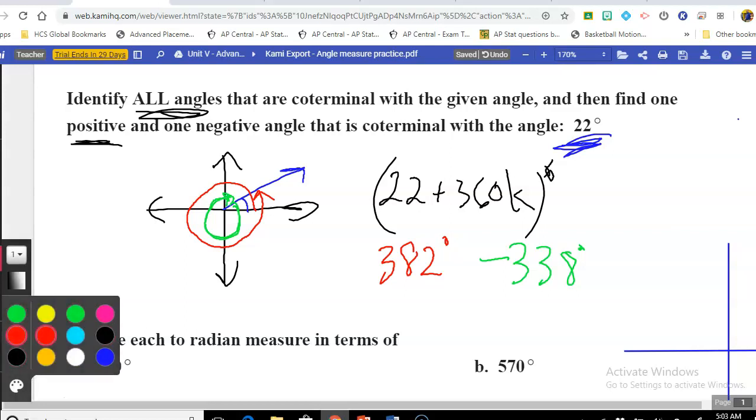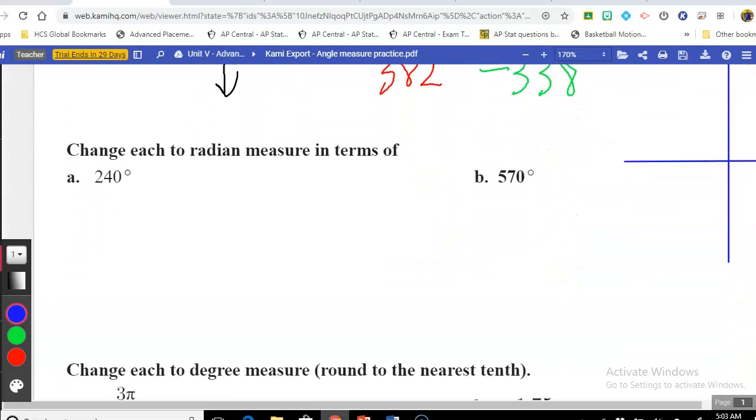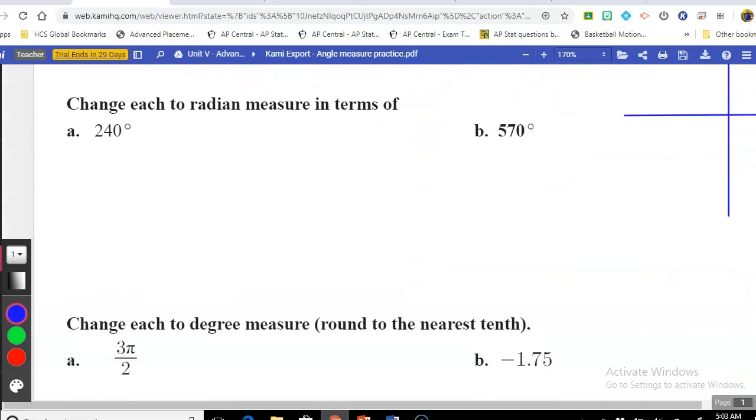Okay, let's look at the next practice problem. If you're watching this, you can pause the video and answer these before I share the answers. I'm not going to just sit here and stare at the screen while you're working it.